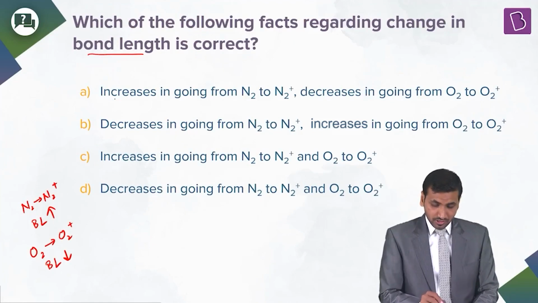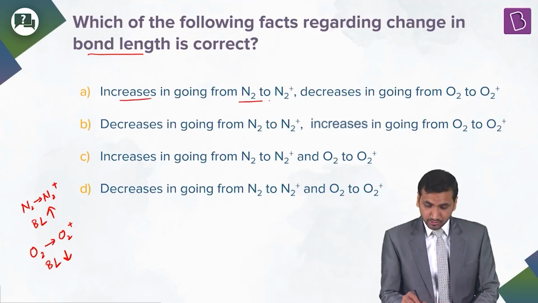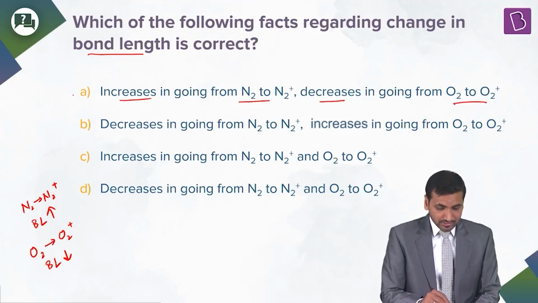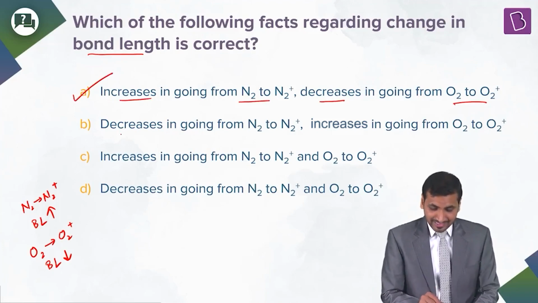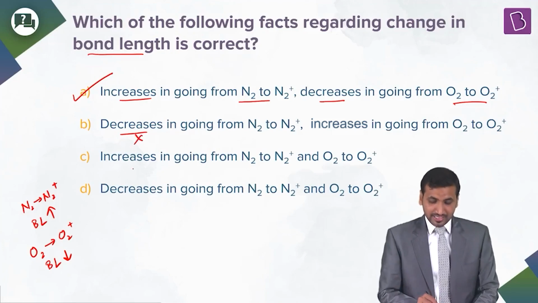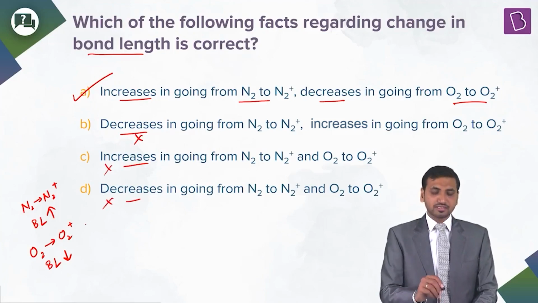Can you just figure it out? Increasing N2 to N2 plus, decreasing O2 to O2 plus. Exactly matching. Answer has to be this. Look for others. Decreases in N2 to N2 plus? No. Increasing in both the case, decreasing in both the case? No. So answer is option A.